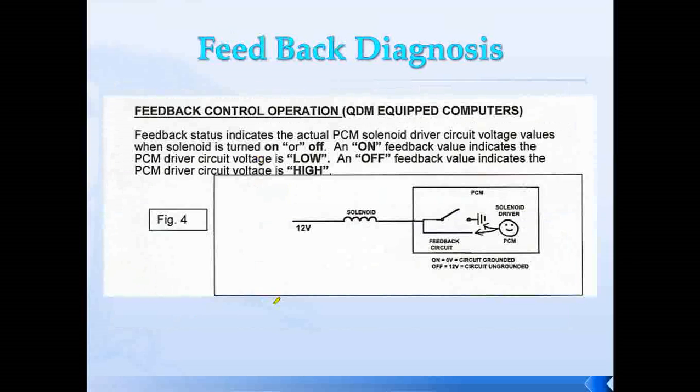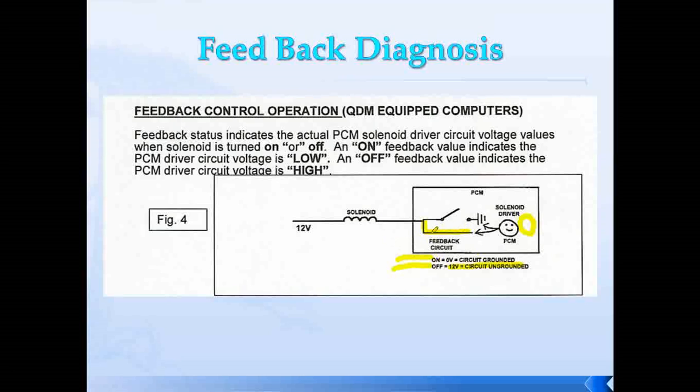Here's my feedback line, as you can see, and the feedback line is built right into the controller, and it's parallel to the driver circuit. So when the driver is turned on, he expects to see this feedback line at 0 volts. When the driver is turned off, he expects to see this feedback line at 12 volts. If we fail to see it at 12 volts when it's turned off, we set a code. If we fail to see it at 0 volts when the solenoid is turned on, we set a code. That's where the codes come from.